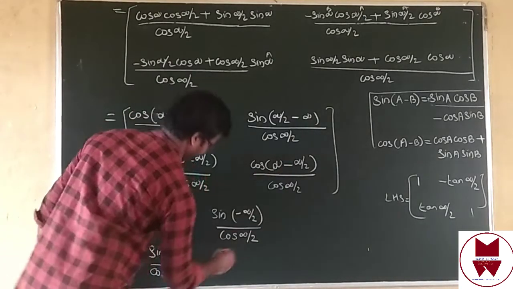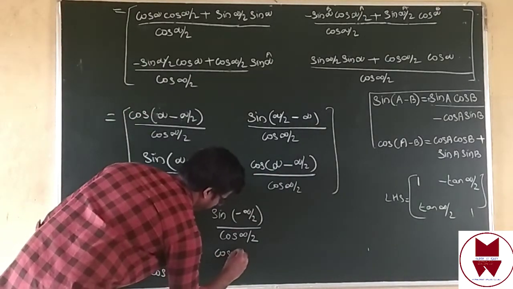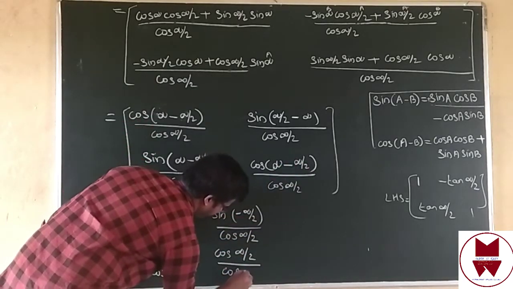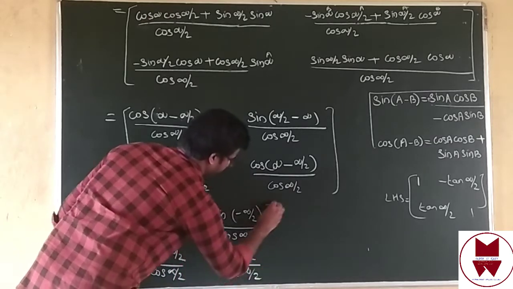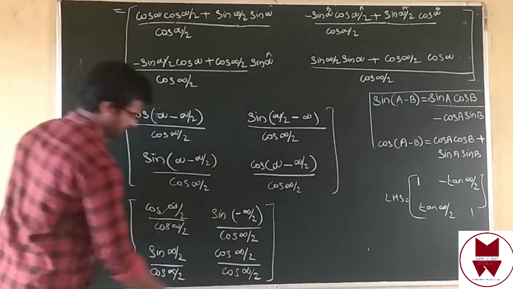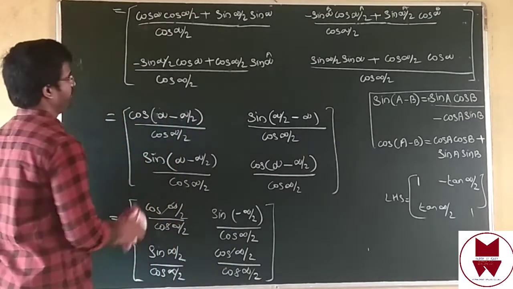Then this one, cos alpha by 2. Take LCM in here also. Divide by cos alpha by 2. Then this 2 cancels. You will get 1. This 2 cancels. That also you will get 1.